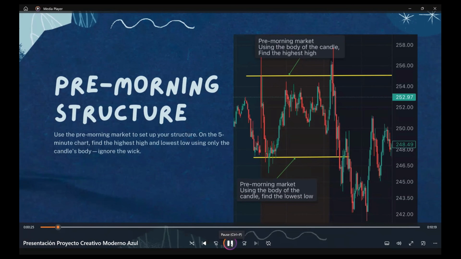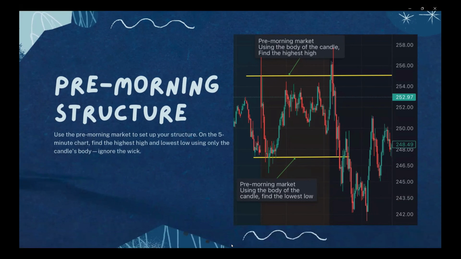We have to make sure that we are using extended trading hours. We need to make sure it's visible in our chart. Then switch to the 5-minute chart. We will identify the resistance, which is the highest high during pre-morning market, and the support, which is the lowest low during the same period, focusing only on the body of the candle. Body of the candle only. We are ignoring the wick. Although wick is important, which could also serve as a resistance or support in the near future once you start trading.